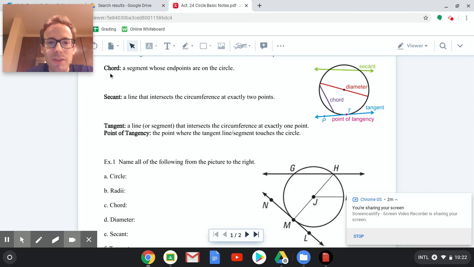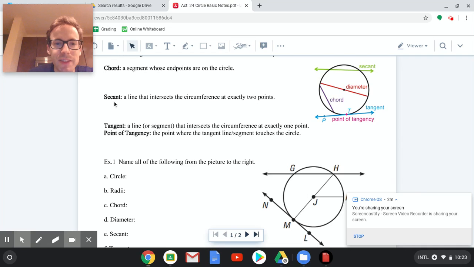So a chord is a segment whose endpoints are on the circle. If you look at this diagram, the purple segment right here is a chord. A diameter can also be called a chord. So all diameters are chords because diameters have two endpoints on the circumference. But more specifically, a diameter has to pass through the center point. All diameters can be called chords, but not all chords are diameters.